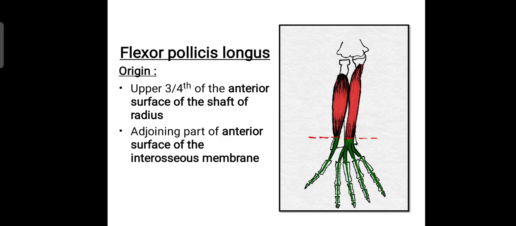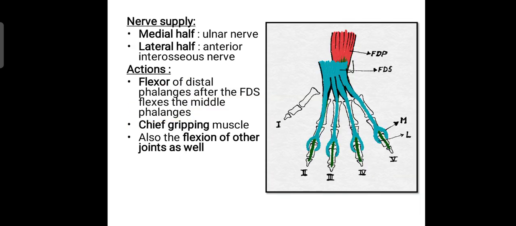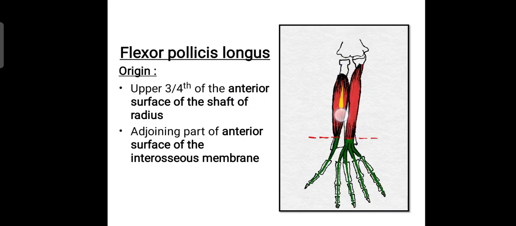It is originating from the upper 3/4 of anterior surface of shaft of radius. So here you can see this is the lateral bone, that is the radius. So it is originating from the upper 3/4 of anterior surface of shaft of the radius and also the adjoining part of anterior surface of the interosseous membrane. So these both muscles have a set of fibers arising from the interosseous membrane as well.